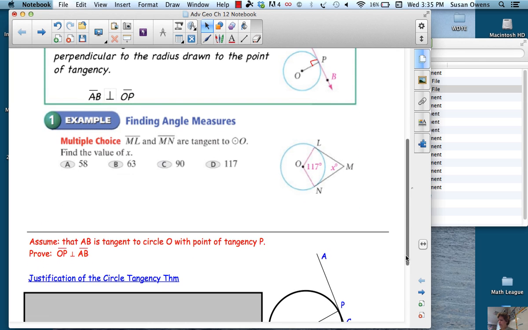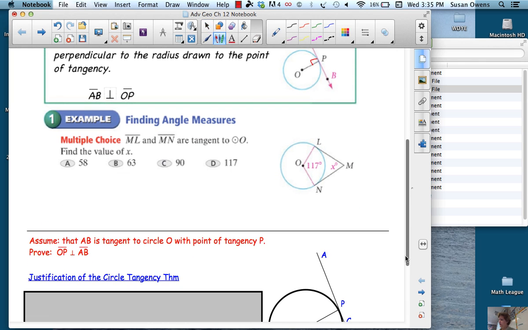So the example we have here, they want us to find x. So I'm going to use quadrilaterals. What I can say is, if LM and NM are perpendicular, because they're tangents, then these are going to be right angles. So if I take the 360 degrees for a quadrilateral, I can get rid of 180 degrees for the right angles. And then I can get rid of that 117, which means the only thing that's left is the 63 degrees, which has to be x.